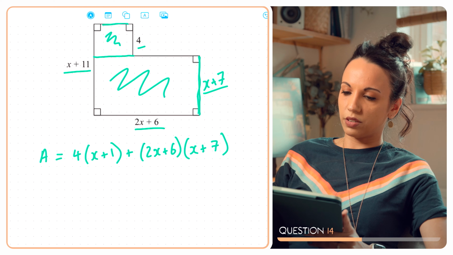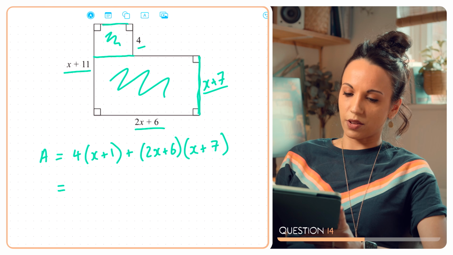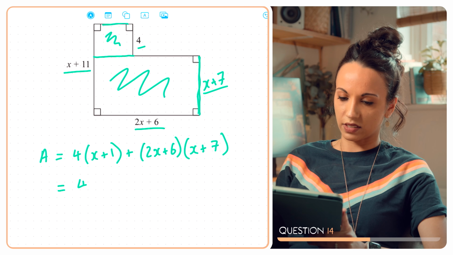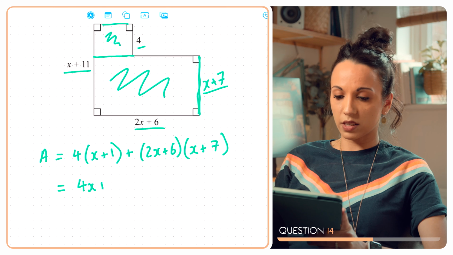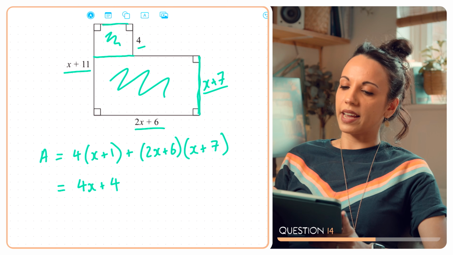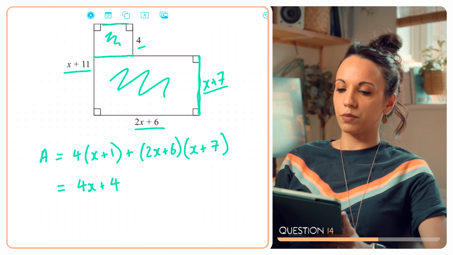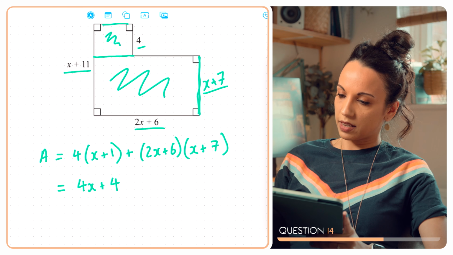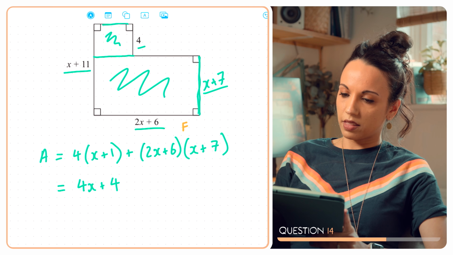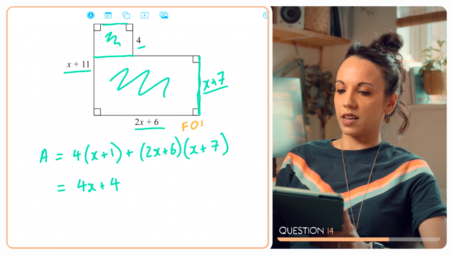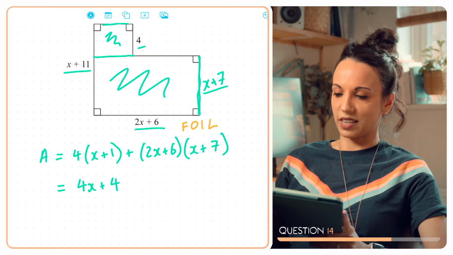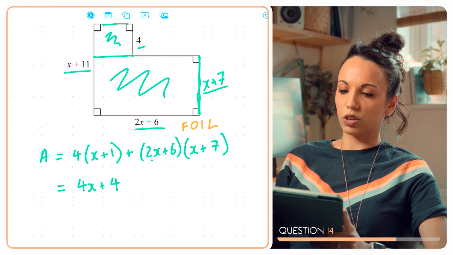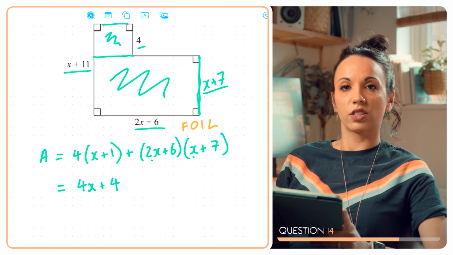So now we need to expand and simplify this expression. So the first bracket, we need to multiply 4 by everything inside that bracket. So 4 times x gives us 4x. 4 times plus 1 gives us plus 4. Okay, now we've got to multiply out a double bracket. So we can use the FOIL technique. So let's just change the pen colour. That means that we multiply the first terms in the brackets, the outside terms, the inside terms, and then the last terms in each bracket. So with the first terms, we have 2x times x. That's going to give us 2x squared.